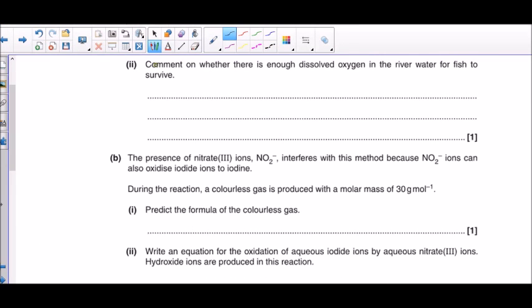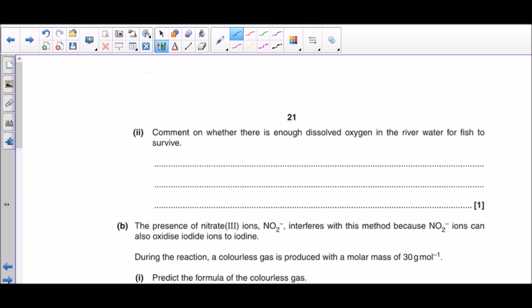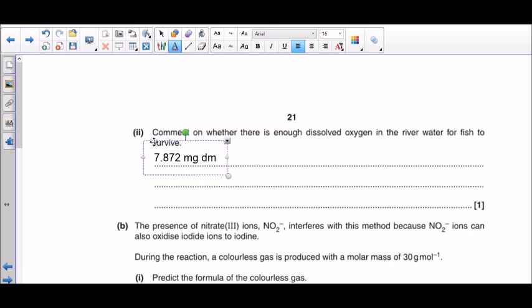Part of this paper, so we've got a comment on whether there's enough oxygen for the fish to survive. If we look back, it says for the fish to survive it needs to be at least 5 milligrams per decimeter, so we're going to say that we worked it out as being 7.872 milligrams per decimeter, and that is greater than 5 milligrams per decimeter, so the fish can survive.